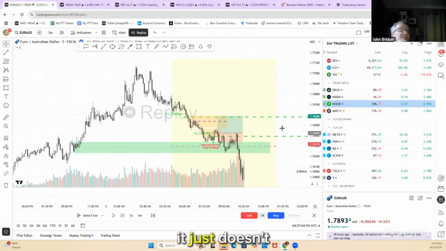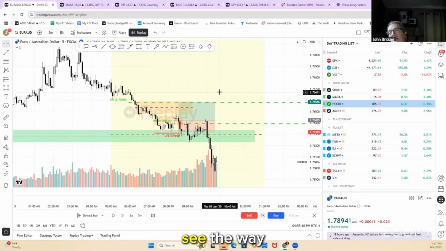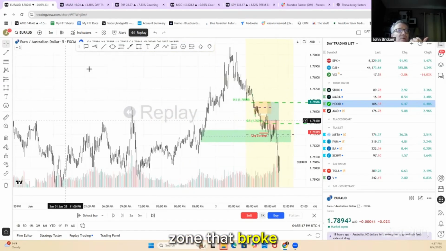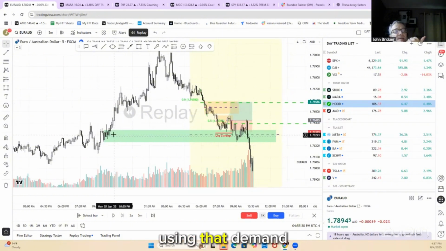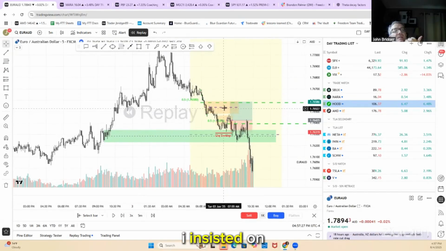Now, sometimes it just doesn't work out, and it is what it is. But the way I consider it a win is, okay, I think you traded off a decent zone, right? That was a zone that broke structure as far as using that demand. I would say the only thing maybe I would have done differently is insist on a better break of structure for my entry, right?